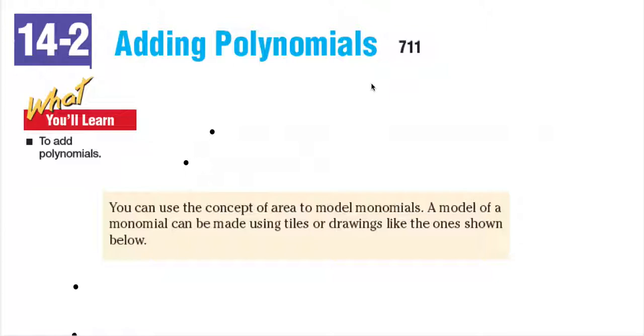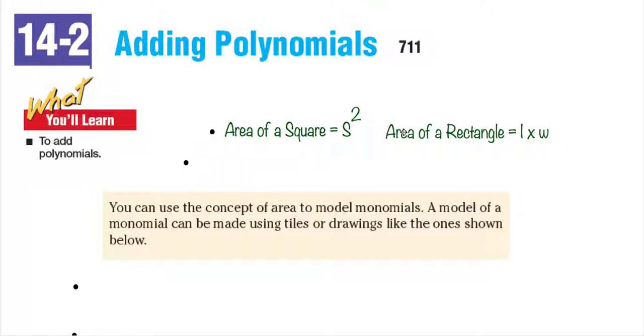Adding polynomials. The objective of this lesson is to add polynomials. Before we start adding polynomials, we need to take into consideration two area formulas. The first is the area of a square, which is s squared, and the area of a rectangle, which is length times width.